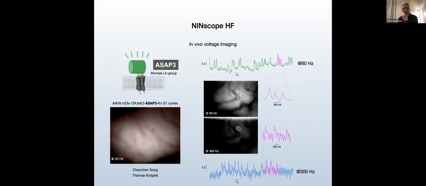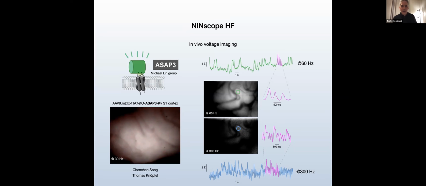Now, of course, we were also tempted to see if we could push this further, even if we didn't have a back illuminated sensor within this particular microscope, where we could still use it to pick up some signal from voltage sensors. And so we teamed up with the lab of Thomas Knöpfel and Chen Song to transduce the ASAP3 voltage sensor protein that was developed in the lab of Michael Lin. So we targeted this to interneurons in the somatosensory cortex, and we were able to pick up population signals.